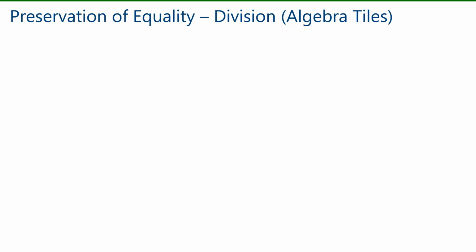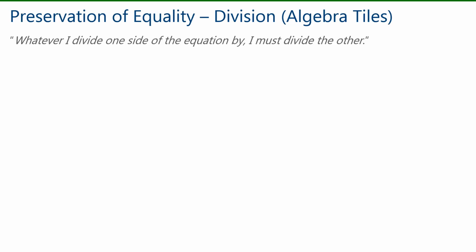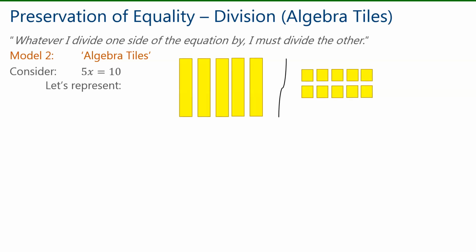And now we look at our algebra tiles. Whatever I divide one side by, I must divide the other. Our linear equation is 5x equals 10. Let's represent it. On the left-hand side, we will have 5 variable tiles, and on the right-hand side, we will have 10 units. Now, what are we going to divide by here?